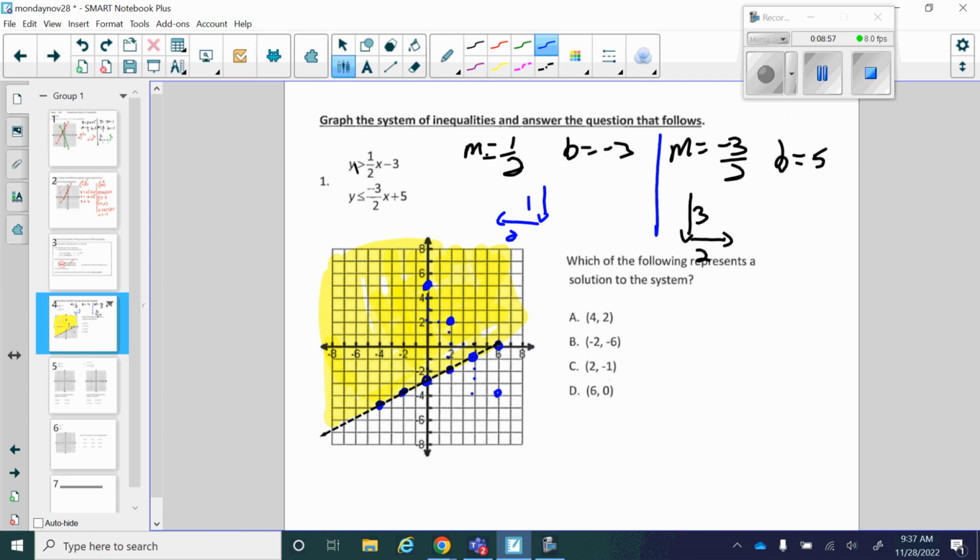Now this inequality has an equal sign, so therefore I will have a solid line. And I am going to shade below the line now, because it's less than or equal. So I'm going to shade below the line. Let's go with a blue highlighter. So let's shade below the line now. Below the line is everything here.